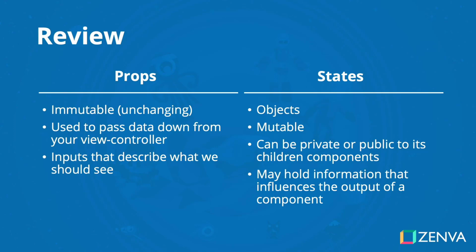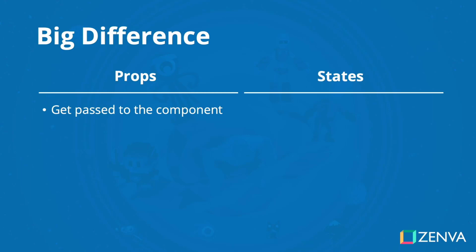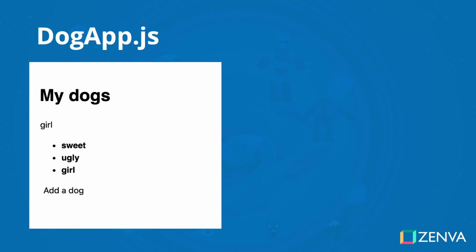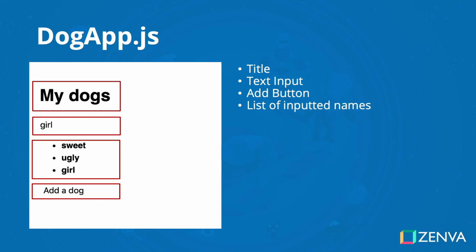While both hold information that influences the output of render, they are different in one important way. Props get passed to the component, similar to function parameters, whereas states are managed within the component, similar to variables declared within a function. Let's try our hand at building a simple app to see states and props in action. Our app will allow us to create a list of cool dog names, which will include a title, a text field, and an add button to add typed names to a list of those cool dog names.